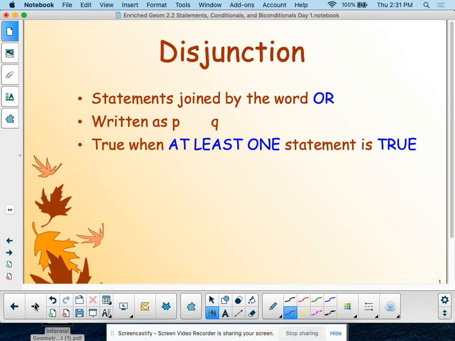Now, disjunction is a statement joined by the word or. And we write this in symbol as P or Q. And this is true when at least one statement is true. So only one has to be true in order for the whole thing to be true. Again, I know I just threw a ton of information at you in like 4 minutes. Now let's see if we can digest it a bit and apply it, okay?